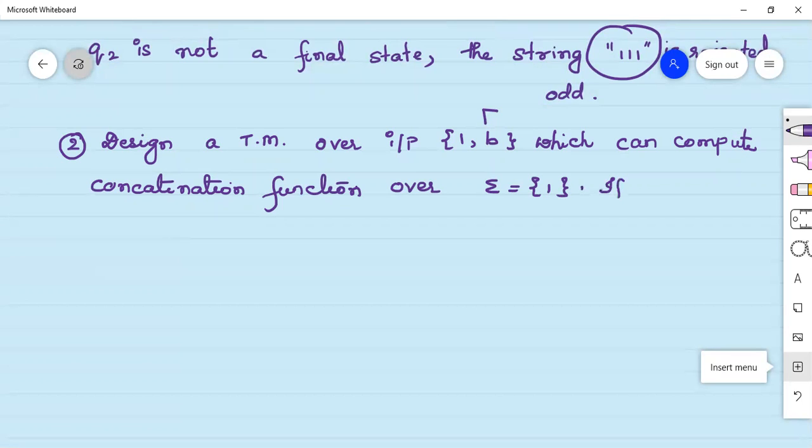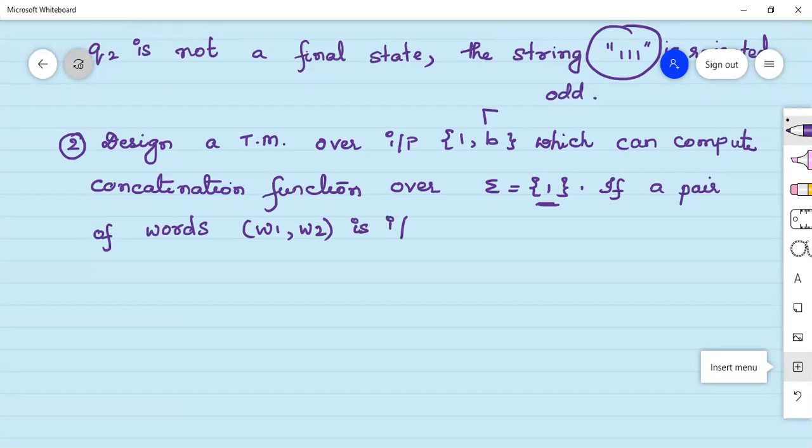Now, let us say there is a pair of words, okay, both will contain only 1 because the input has only 1. So if a pair of words w1 comma w2, that is there are two strings, one is w1 and second one is w2, is input, then output will be, or it has to be, just w1 followed by w2. So this is concatenation function.